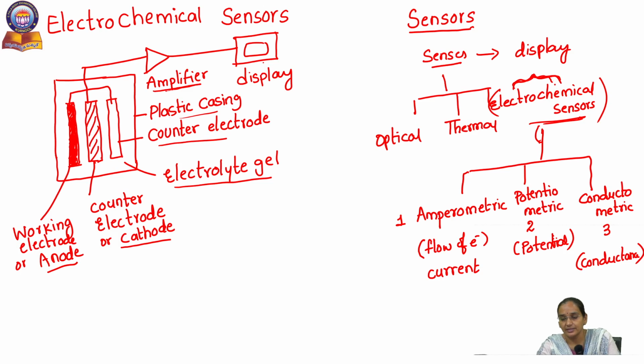Next, sensors are of different types: optical, thermal, electrochemical, like that. We have the electrochemical sensors. This electrochemical sensor senses the electrochemical change and it is displayed. These electrochemical sensors are of three types: amperometric sensors, potentiometric sensors, conductometric sensors. If the sensor detects the change in current, those are amperometric sensors. The sensors which detect the change in potential are potentiometric sensors. Sensors which detect the change in conductance are conductometric sensors.